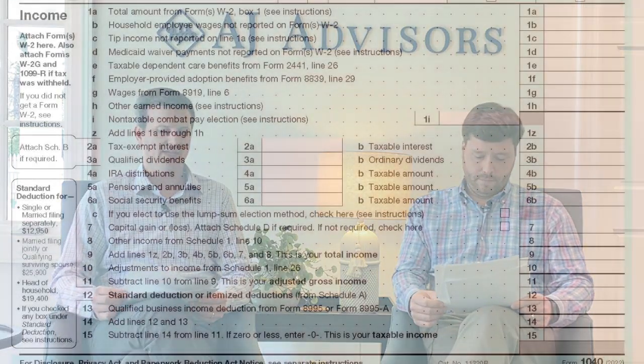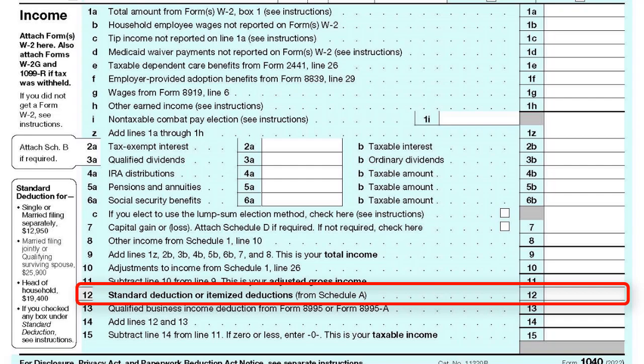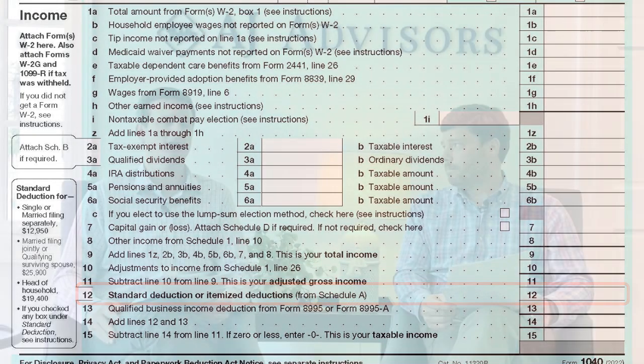Line 12 is the standard or itemized deduction. So you've kind of compiled all your income up to the adjusted gross income, and now we're going to start looking at what reduces that taxable income.